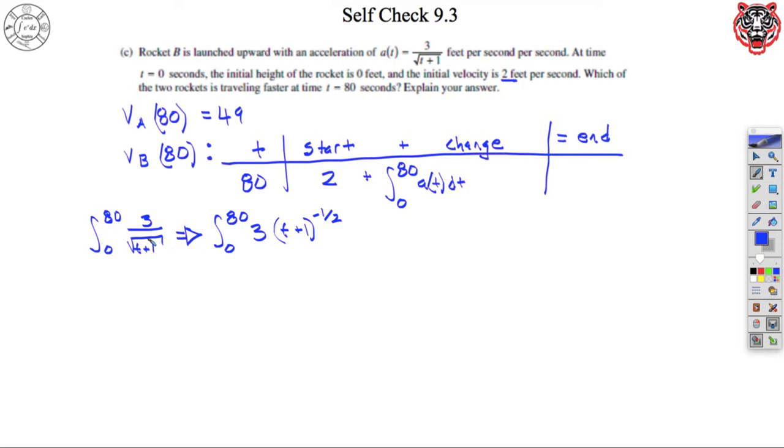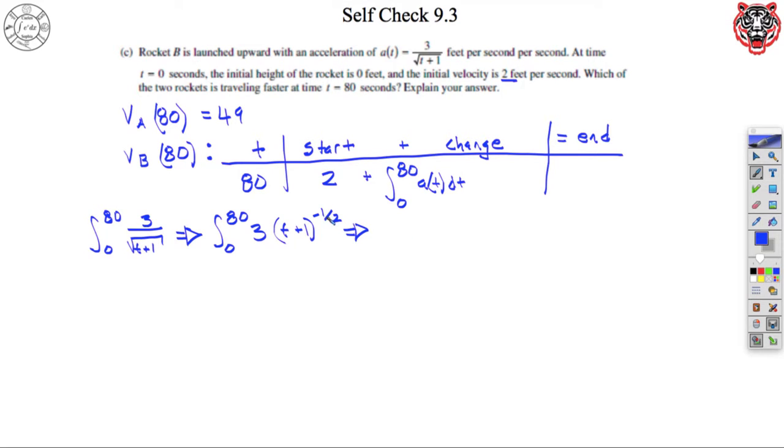The negative comes from getting rid of this denominator and moving it to the numerator. The 1/2 comes from getting rid of the radical. All right, do we need to use taxman? The u here is t plus 1, du is just 1. If du is 1, we do not need to use taxman. So let's go ahead and just take the antiderivative.